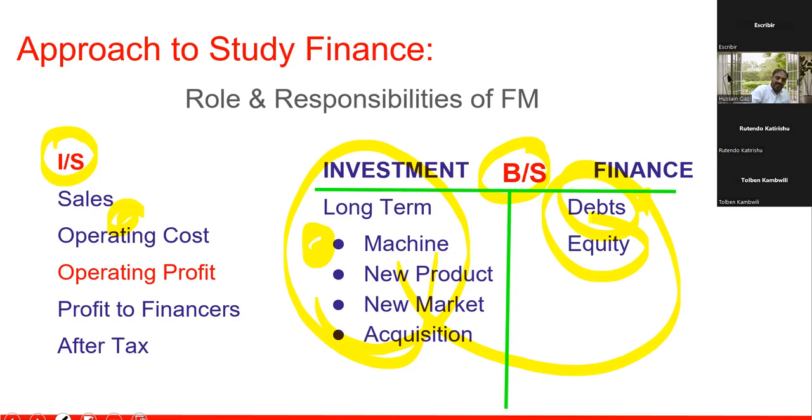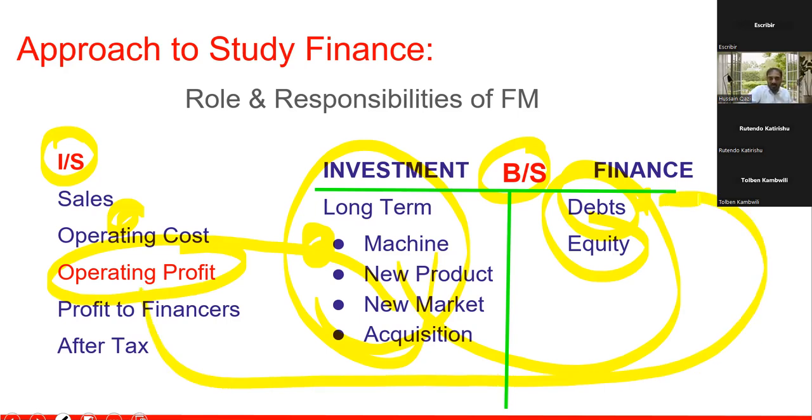Investment is based on getting profit. Investment is only viable if we are able to get enough profit for the debt holders, providing the interest, and after that the equity holders, in terms of dividends, capital gains, and a lot of things.